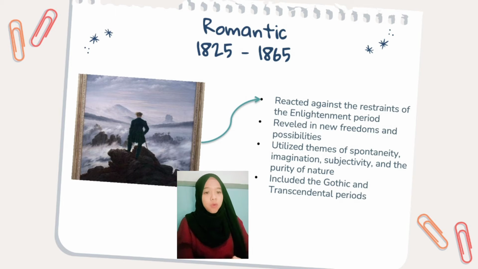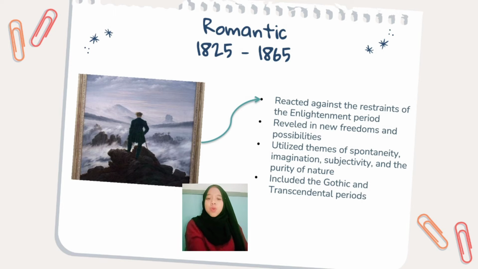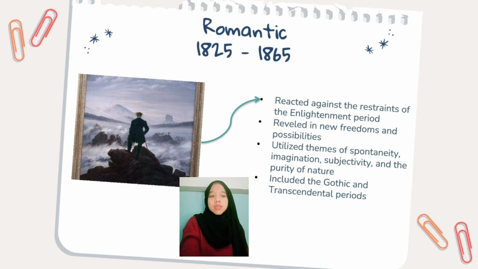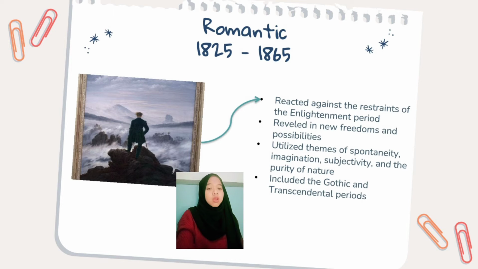Therefore, the writing of this time utilizes spontaneity, imagination, subjectivity, and the purity of nature. We're also going to see a high increase in fiction writing and poetry writing. And we are also going to see the creation of two subgenres, which include the Gothic subgenre and the Transcendental subgenre. We are probably already familiar with the Gothic subgenre from authors like Edgar Allan Poe, but let's take a closer look at Transcendentalism in case we are unfamiliar with that.